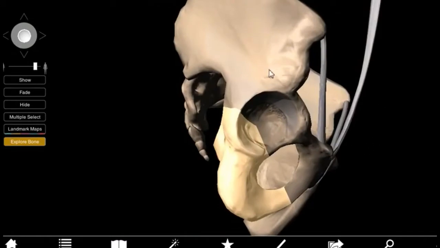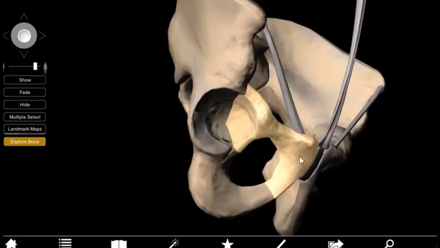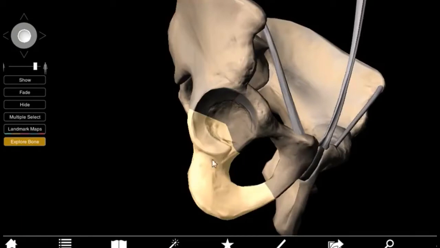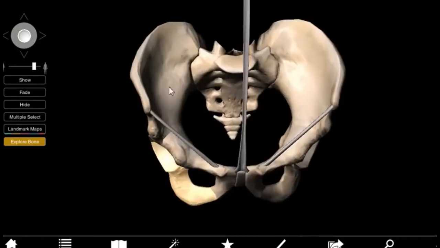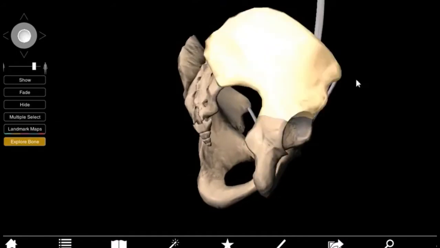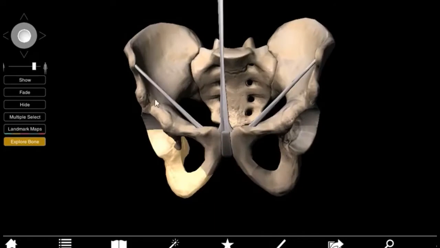The hip bone has three parts here. This larger part is called the ilium, and this is the pubis, and this part is called the ischium. Again, the larger part here is the ilium, pubis, and ischium. We have two hip bones here, left and right.